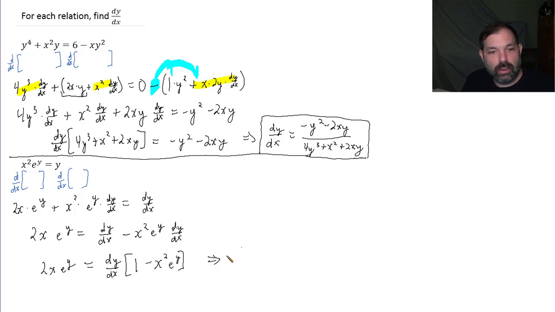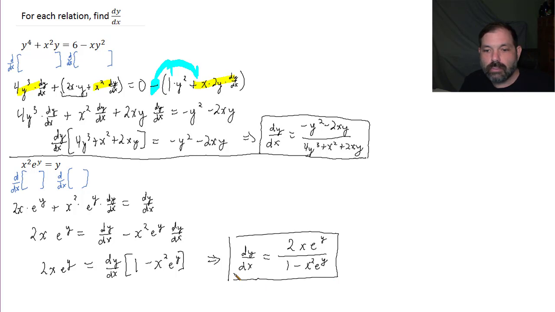So then again, applying a little bit of division, dy/dx is then equal to 2x e to the y divided by 1 minus x squared e to the y. Alright, so we have to be a little bit more careful in these situations where we have multiple terms that end up with a dy/dx. Once we calculate the derivatives correctly, then it's just algebraic manipulations to isolate the dy/dx.